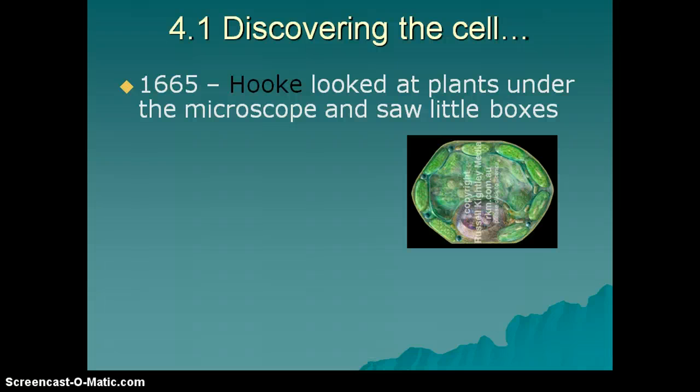In 1665, Robert Hooke looked at a plant under the microscope and he saw little boxes. And he called these little boxes cells. These were cork cells, so they were actually dead cells and just empty spaces, and that's why he called them cells, thinking of a jail cell being an empty space. And so we didn't actually know anything about the inside of the cell, just seeing these empty spaces in a cork.